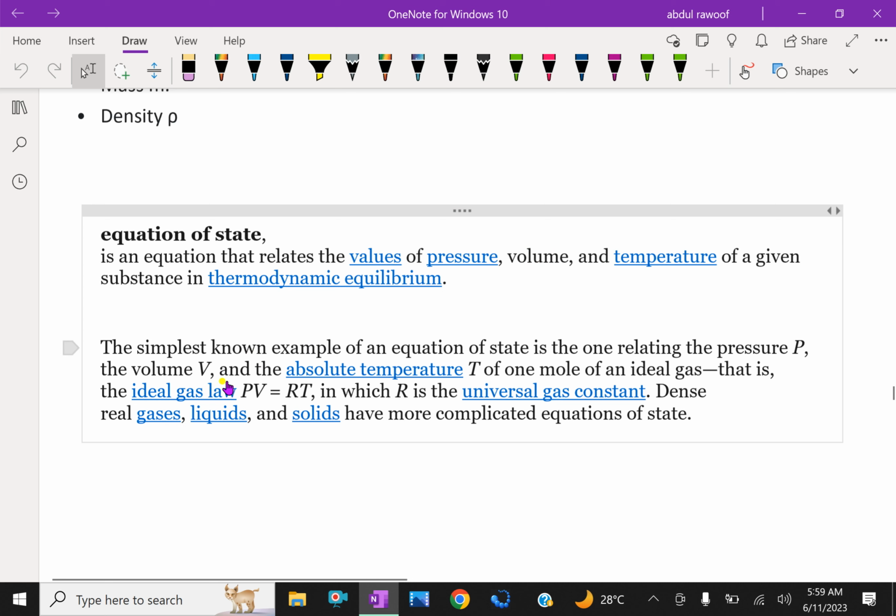The simplest known example of an equation of state is the relation between the pressure P, volume V and absolute temperature T of 1 mole of an ideal gas, that is the ideal gas law, PV = RT, where P is pressure, V is volume, R is the universal gas constant and T is the absolute temperature.